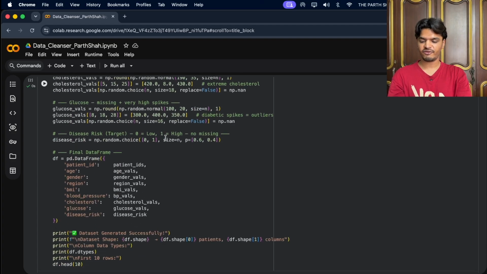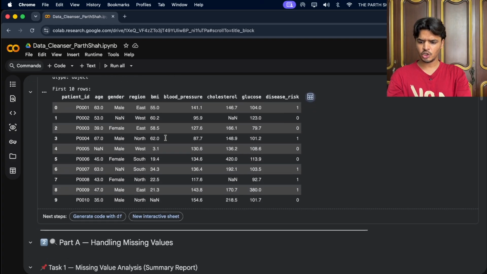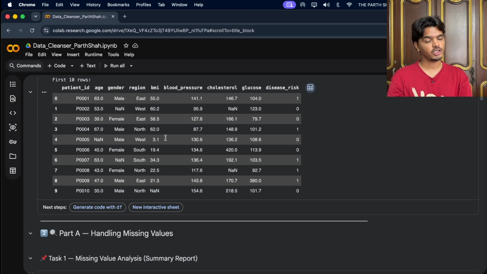Here is our final dataset. 200 patients, 9 columns. You can already see some None values in the gender and also in the cholesterol column. This is our starting point. Messy, incomplete and not machine learning ready.